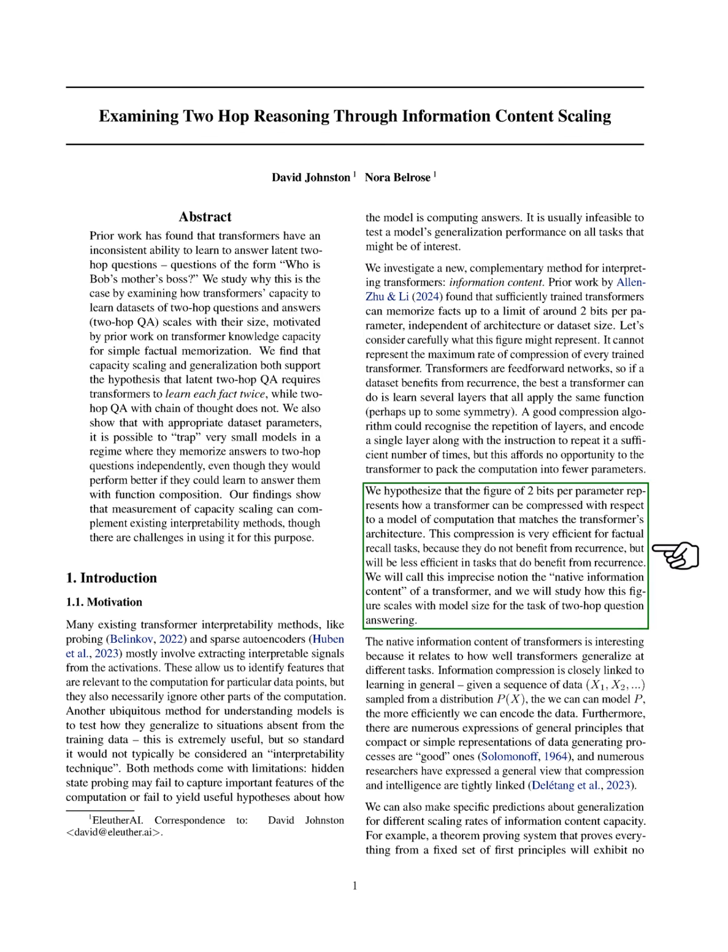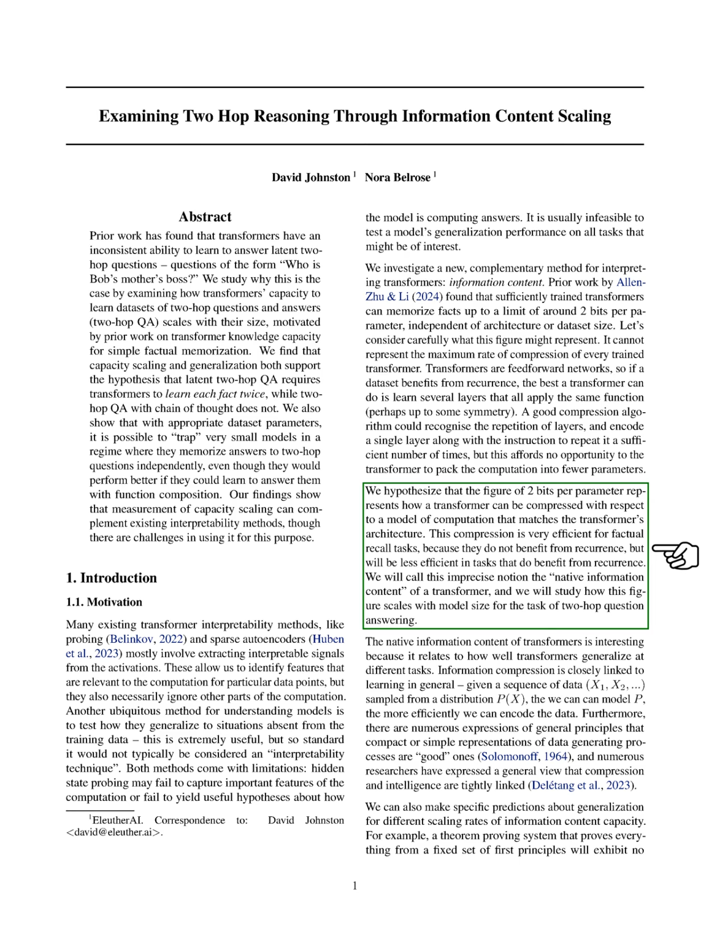We propose that the 2 bits per parameter reflect how transformers can be compressed according to a model that aligns with their architecture. This compression is efficient for factual recall tasks, which do not benefit from recurrence, but less so for tasks that do. We refer to this concept as the native information content of a transformer and will examine how it scales with model size in the context of 2-hop question answering.